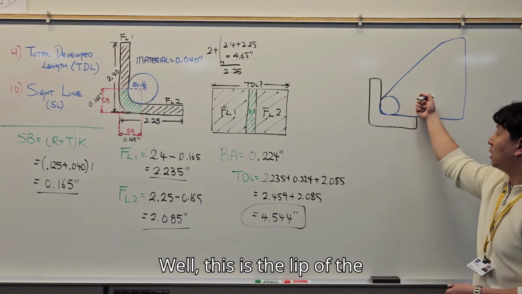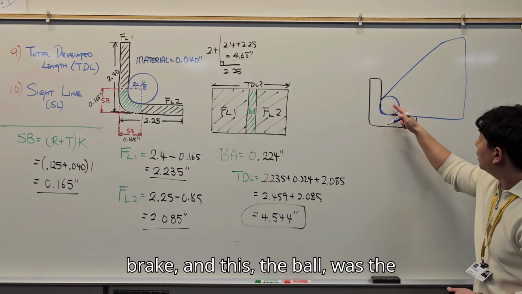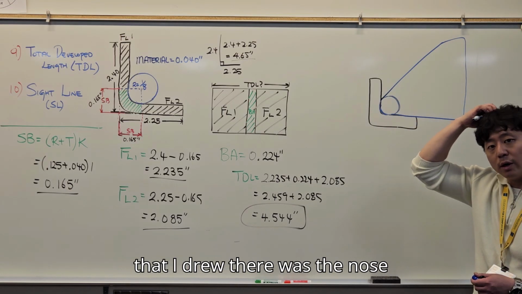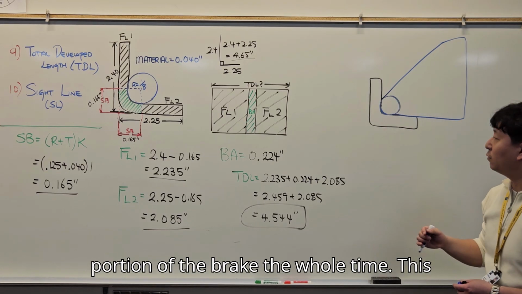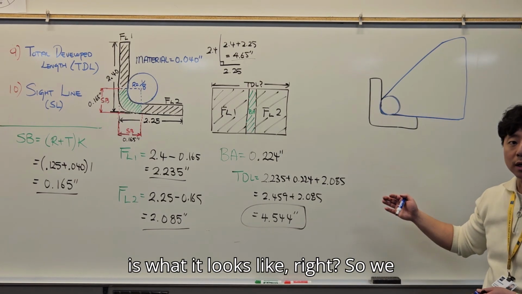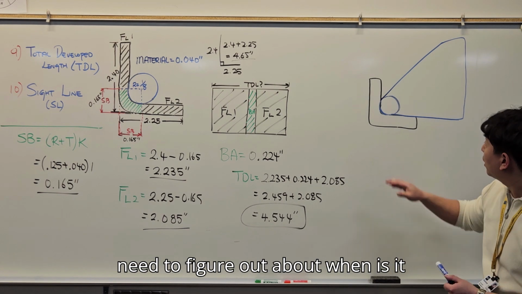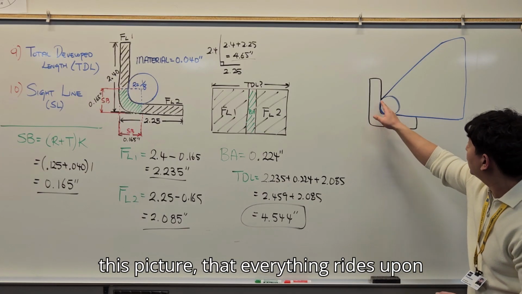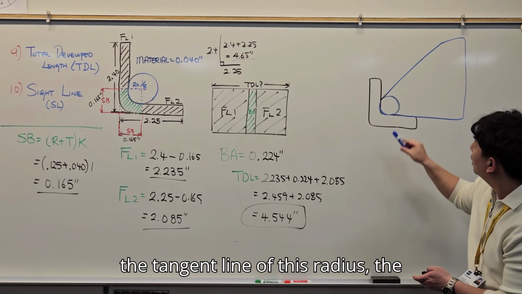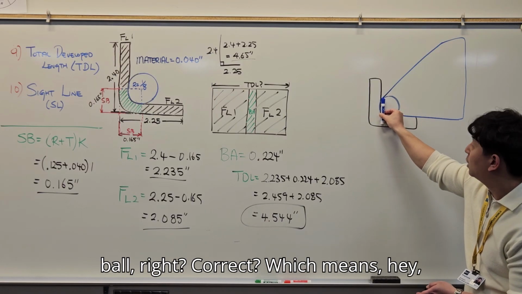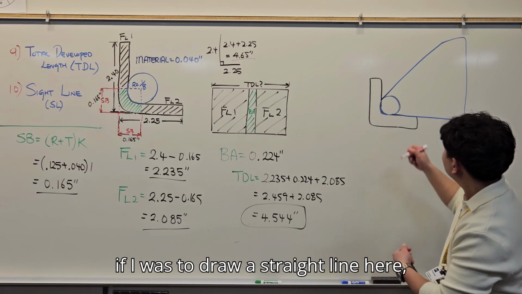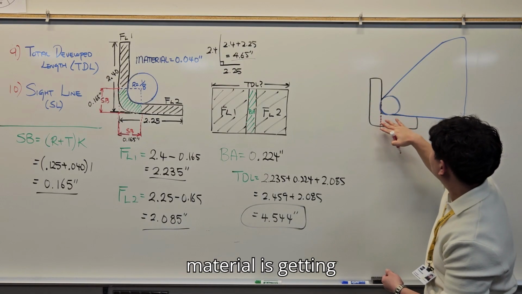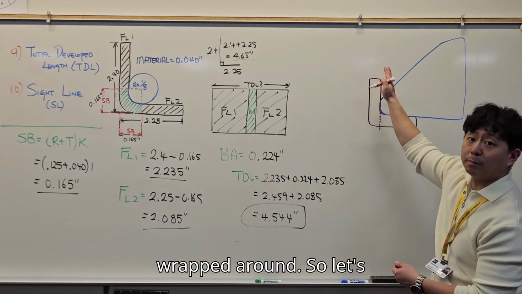Well, this is the lip of the brake, and this, the ball, was the nose part of the brake. The ball that I drew there was the nose portion of the brake the whole time. This is what it looks like, right? So we need to figure out when it is going to bend. As you can see in this picture, everything rides upon the tangent line of this radius, the ball, right? Which means if I draw a straight line here, this is where the bend is, where the material is getting wrapped around.